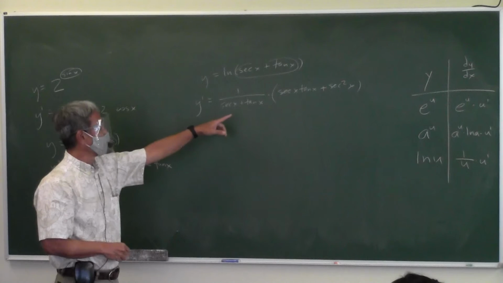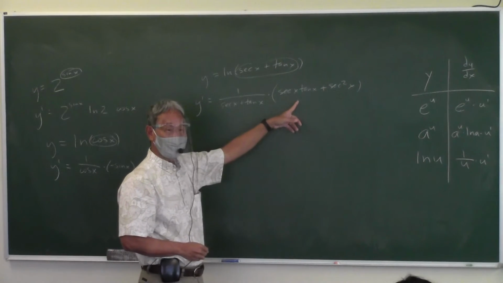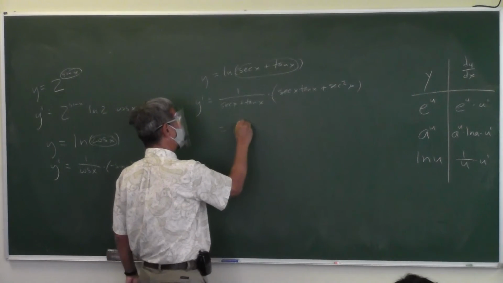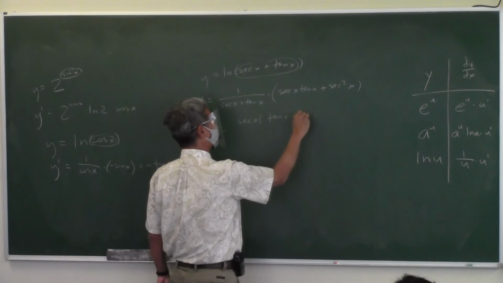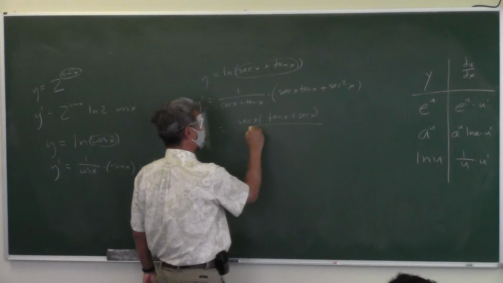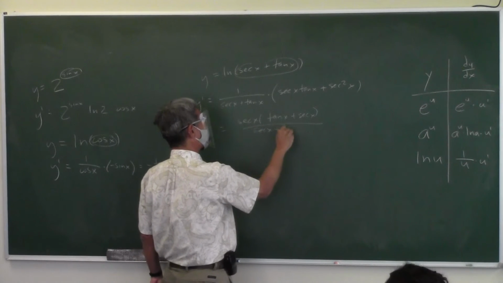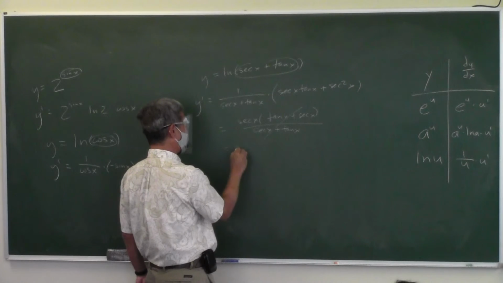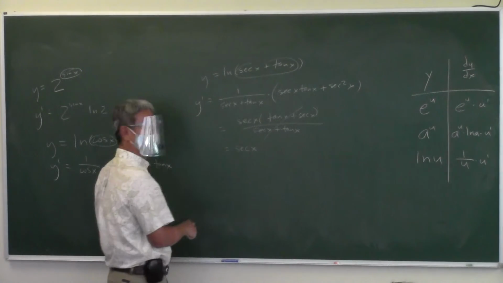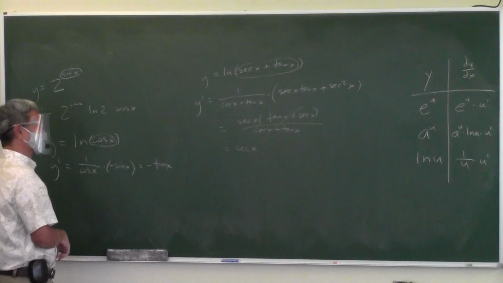Well, can you factor this part here? Can you factor out something? Yes, you can factor out a secant x, and what's left? Tangent x plus secant x. But the bottom is secant x plus tangent x. So don't these cancel? Final answer, survey says: secant x. That's the kind I like to give.